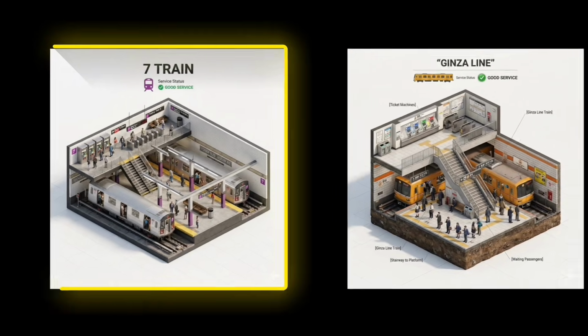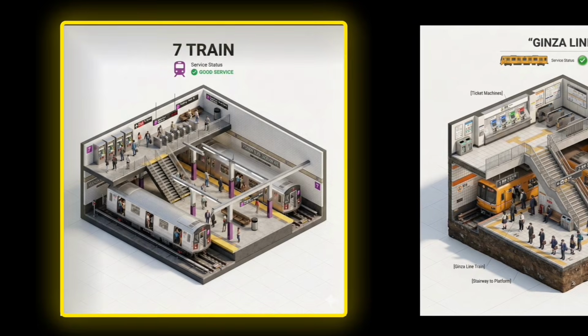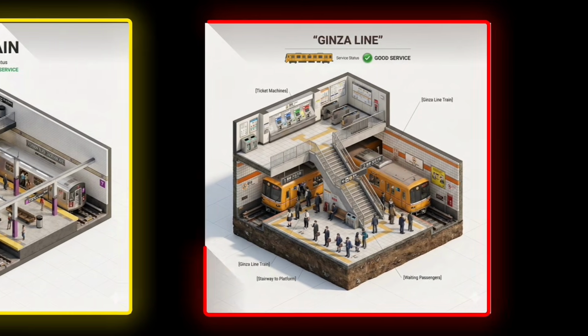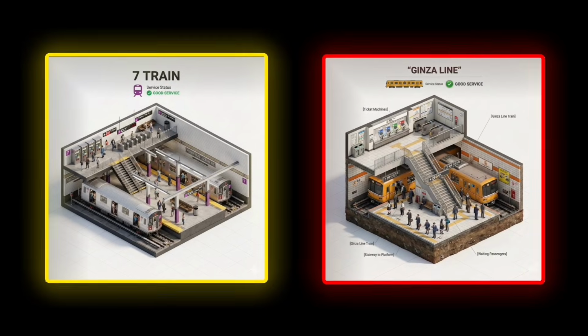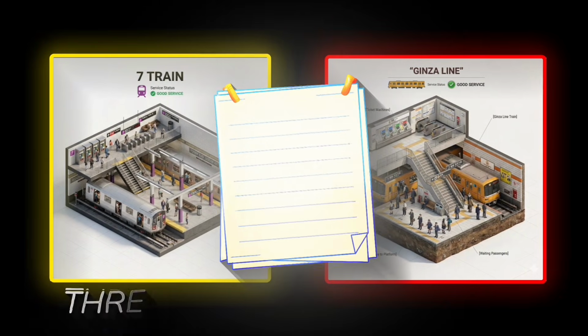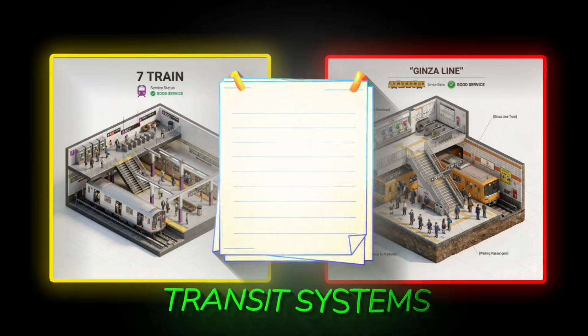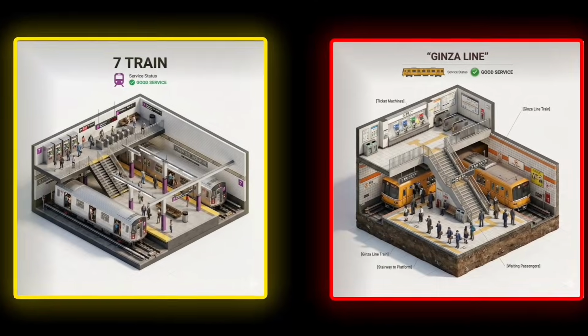7 train in New York, gray and white with purple accents. Ginza line in Tokyo. The orange train, Japanese signage, the slightly narrower platform. Same prompt. 3 completely different transit systems. Each one is architecturally and culturally accurate.